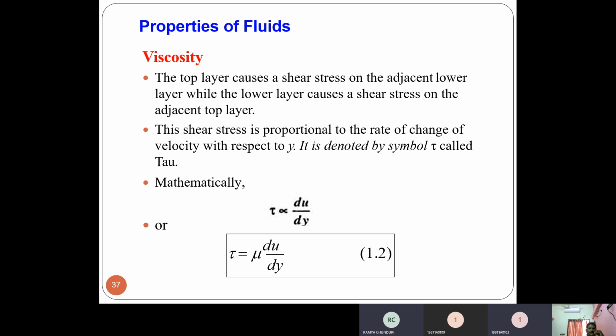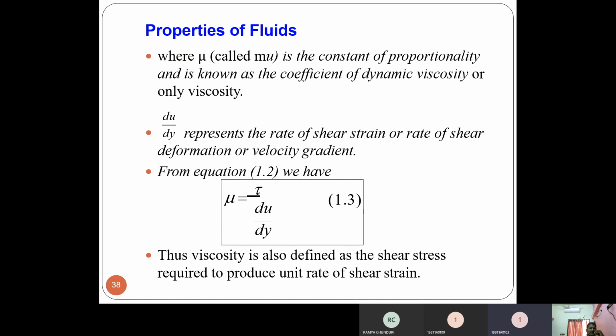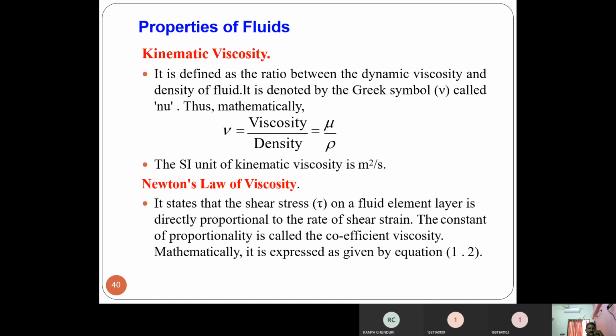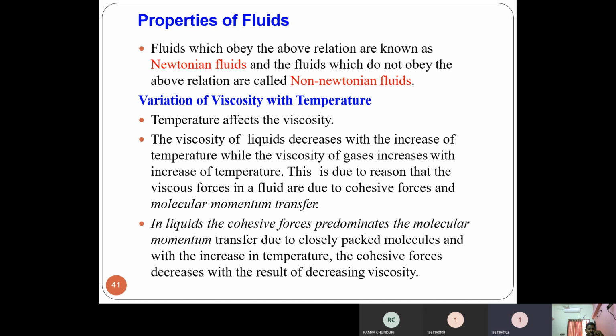Based on this law, fluids are also classified into Newtonian fluids and non-Newtonian fluids. Fluids which obey the above relationship are known as Newtonian fluids. That means a Newtonian fluid is a fluid which obeys Newton's law of viscosity, that is, in its flow, shear stress is directly proportional to the rate of shear strain. Non-Newtonian fluids are those whose shear stress is not directly proportional to the rate of shear strain.